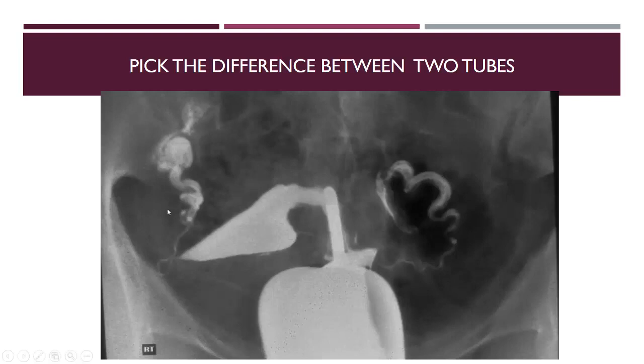But what about the other tube? The other tube shows ampullary dilatation with ill definition of the mucosa, like cobblestoning. Here this is ill-defined mucosa, but there is minimal spill seen here, and there is also immediate spill seen here. So we have an unhealthy right fallopian tube. Compare with the healthy fallopian tube.